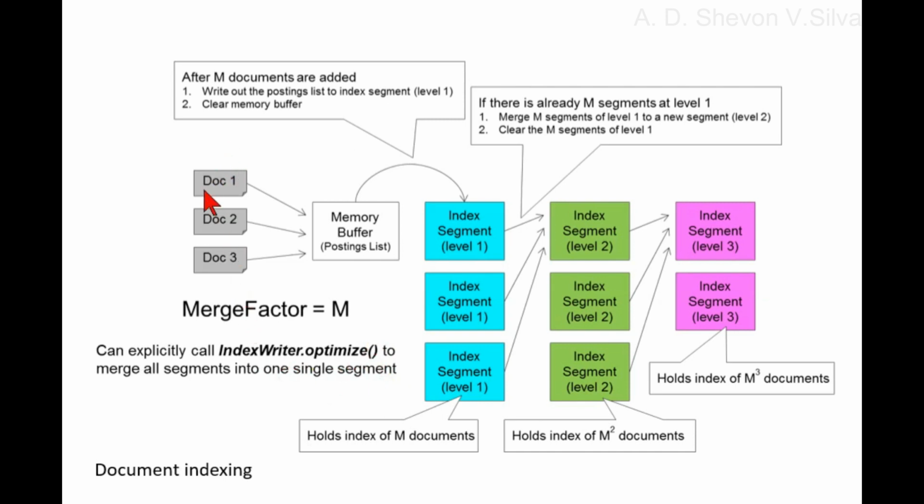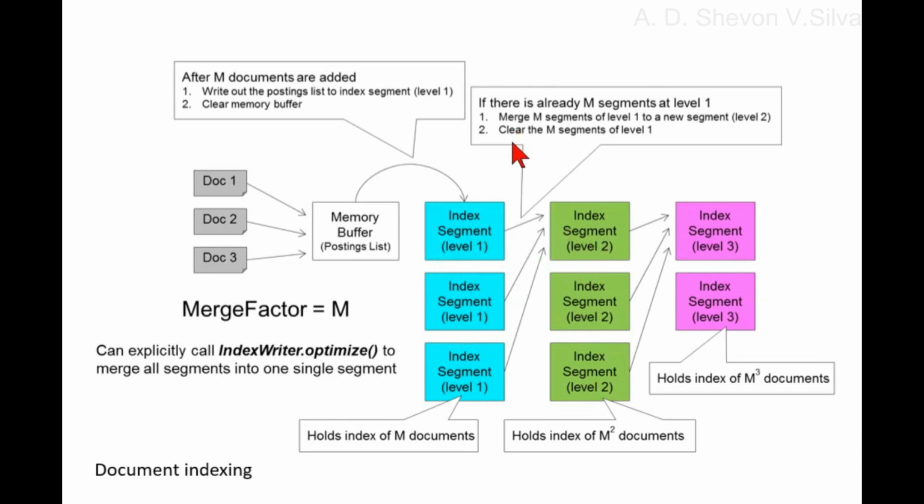Here you can see doc1, doc2, doc3 connected to the memory buffer posting list. After M documents are added, write out the posting list to the index segment here, level 1, and clear the memory buffer. Here the memory buffer is connected to the index segment, level 1, and index segments of level 1 are connected to index segments of level 2.